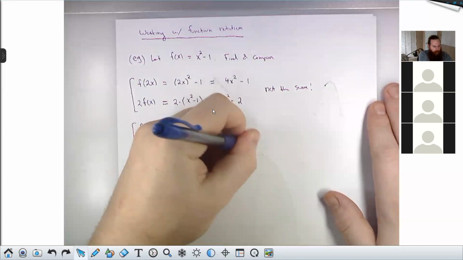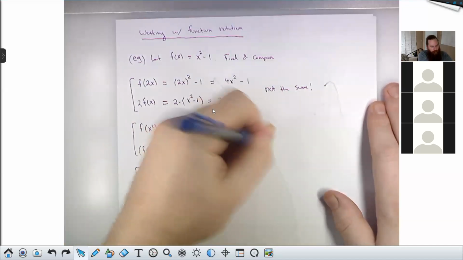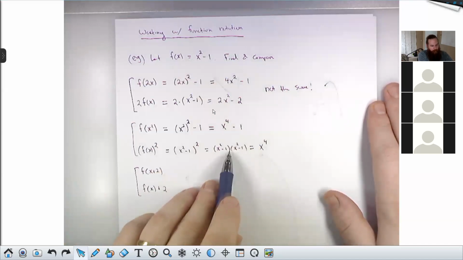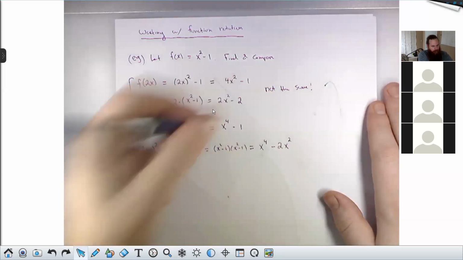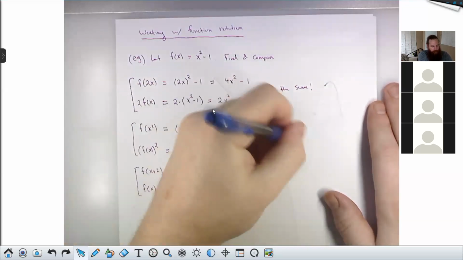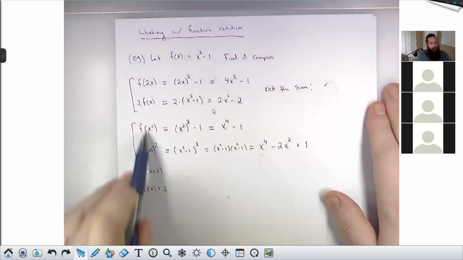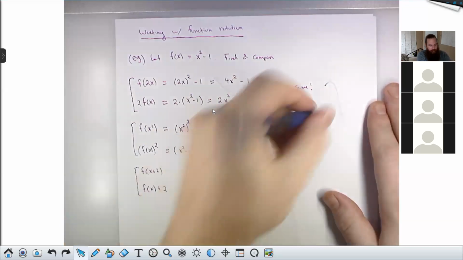And now I FOIL: my first x squared times x squared, that's x to the 4th. My outers are minus x squared, my inners are minus x squared, so I get minus 2x squared. And then negative 1 times negative 1 is plus 1. So these are also not the same. Squaring on the inside and squaring on the outside give totally different things.